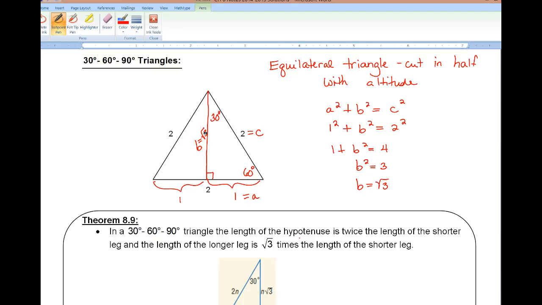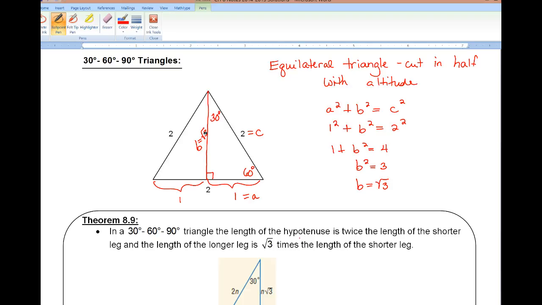Okay. When I draw the altitude, this side ends up being 5. So the shorter leg is always half of the hypotenuse, right? Because remember, where does this shorter leg come from? It comes from an equilateral triangle that you cut in half. When you do the Pythagorean theorem, you're going to get 5 root 3.